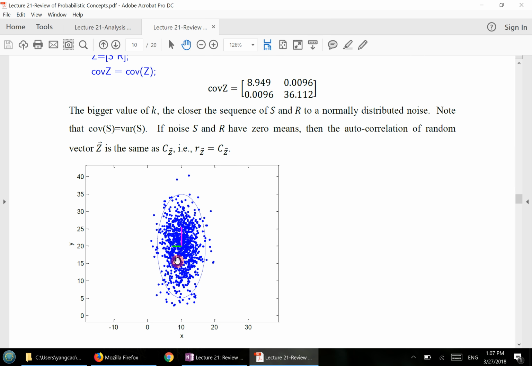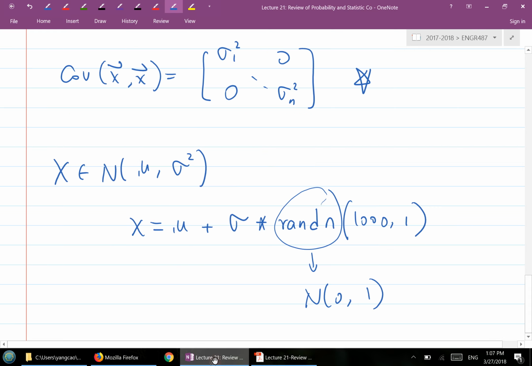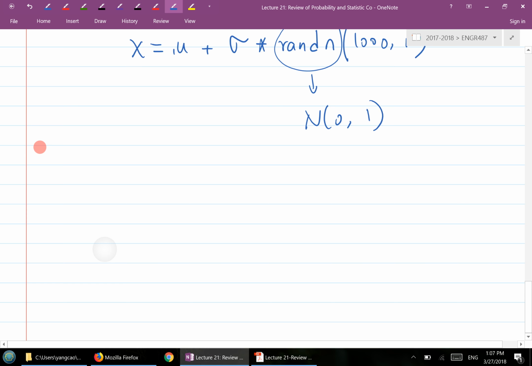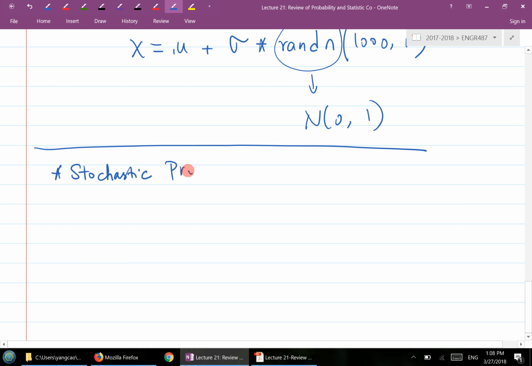Now this is almost getting into our purpose. The next topic is the so-called stochastic process. Don't worry about the wording. This is a really big topic, but I'm just going to give you a very brief, big-picture view of what a stochastic process is.